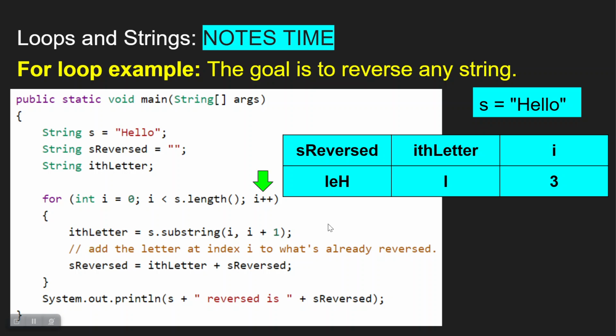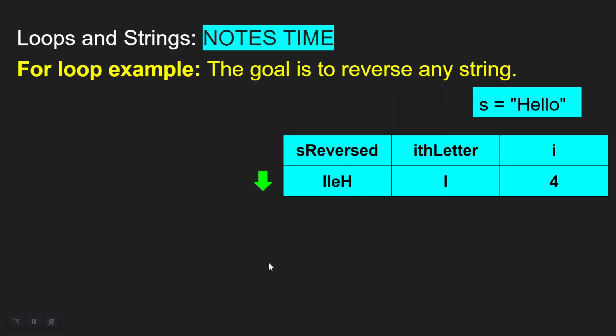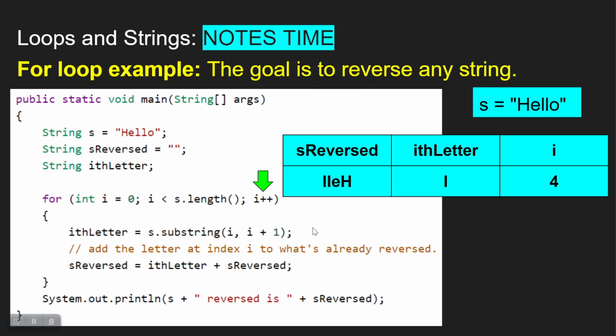We'll take our i up to 3. 3 is still less than 5. So now we're going to get the next substring from 3 to 4, which is going to be our next letter L. So that's in our trace table. Now we add that letter L to the beginning of sReversed. And now i goes up to 4. 4 is still less than 5.